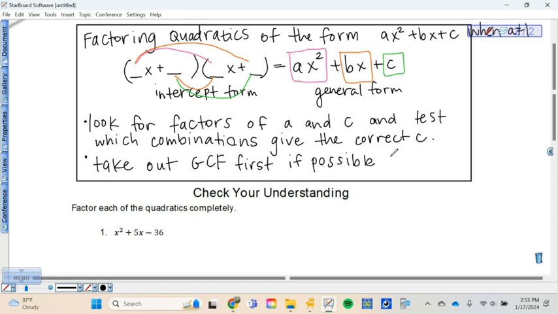Let me tell you, number 3 has a GCF. That'll make it a little easier to solve. Huh? Number 3?